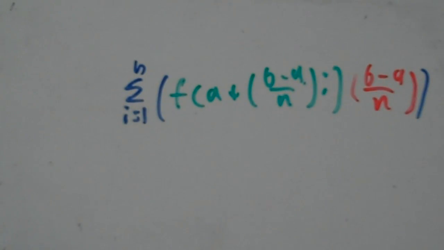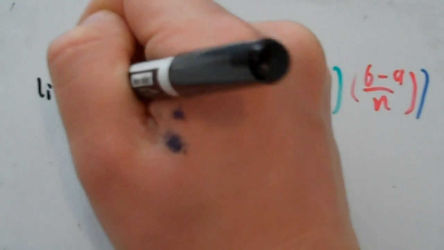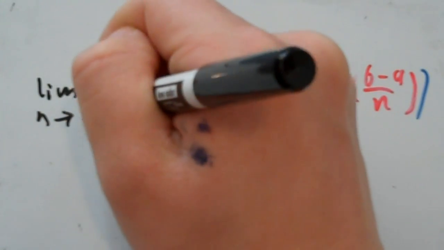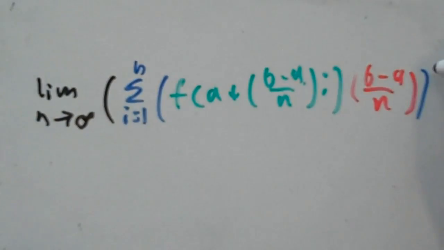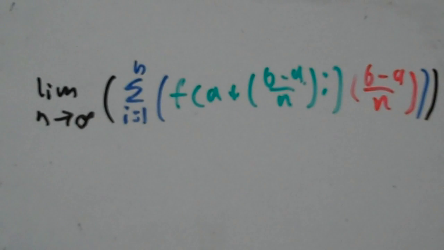Now, we essentially have an infinite number of rectangles, and the rectangles get infinitesimally small, that will give us the actual area under the curve. So what we do is we need to figure out this as the limit as n approaches infinity. And this is our equation to find the area under a curve.